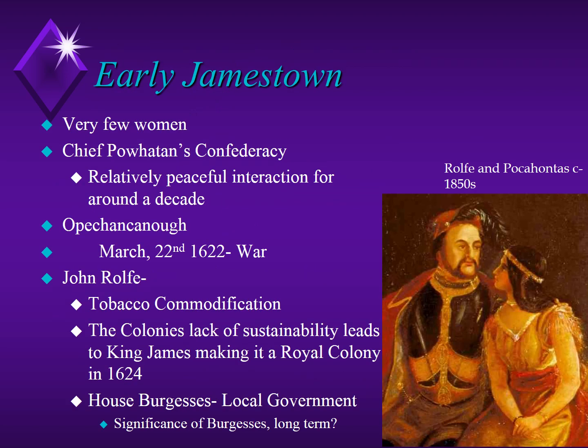Early Jamestown was a difficult place for a lot of reasons. There were very few women, and ultimately you will see efforts to bring women in during the middle stages of the 1600s. The native tribes there were referred to as Chief Powhatan's Confederation or Confederacy, and initially, for about a decade, there were relatively peaceful interactions with the colonists.